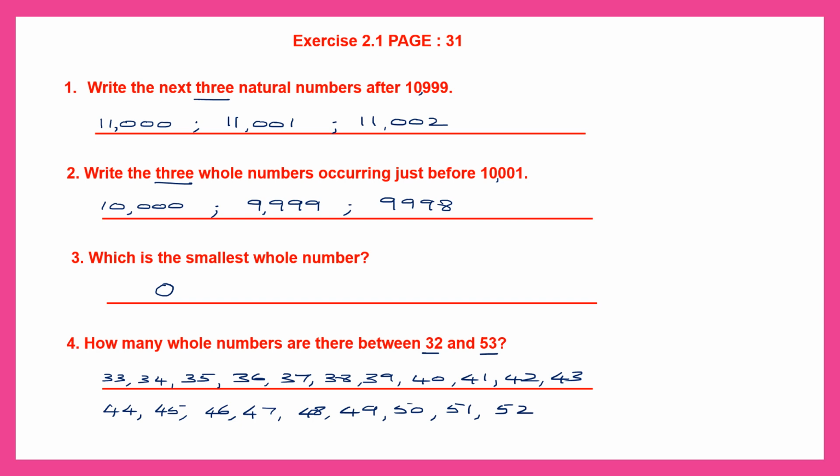Now let's count how many there are. 1, 2, 3, 4, 5, 6, 7, 8, 9, 10, 11, 12, 13, 14, 15, 16, 17, 18, 19, 20. So what is our answer here? The question is how many are there? There are 20 whole numbers between 32 and 53.